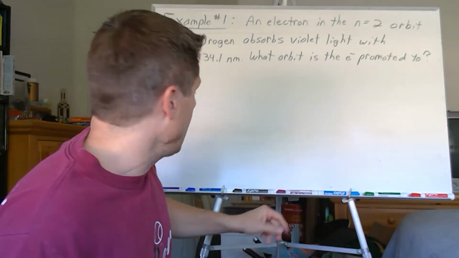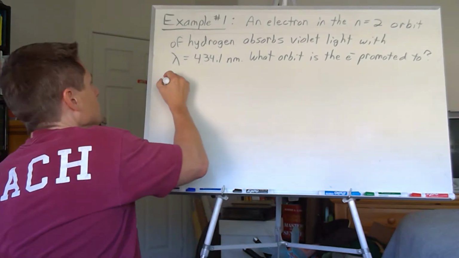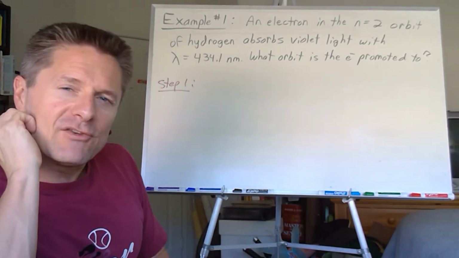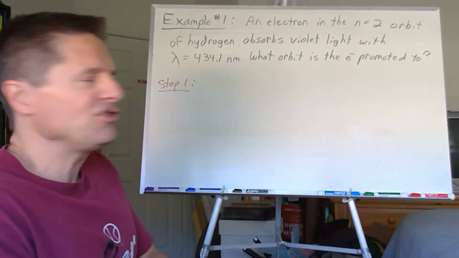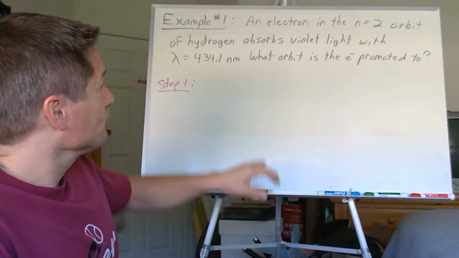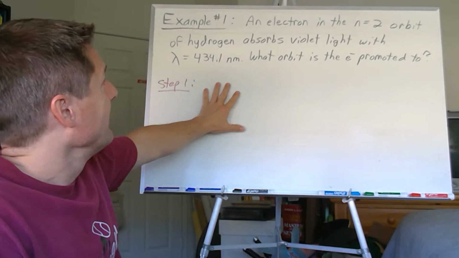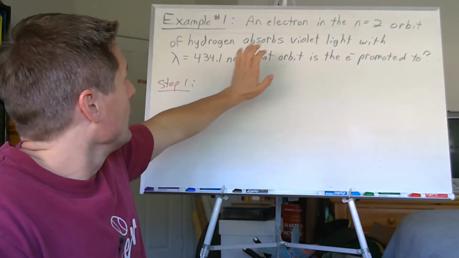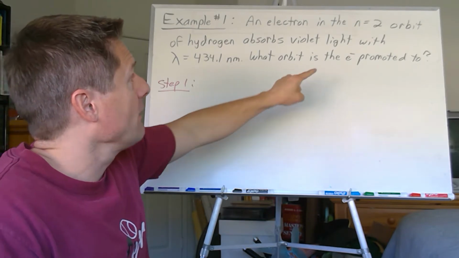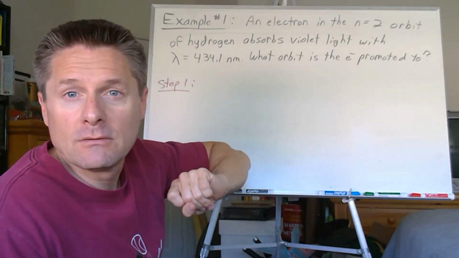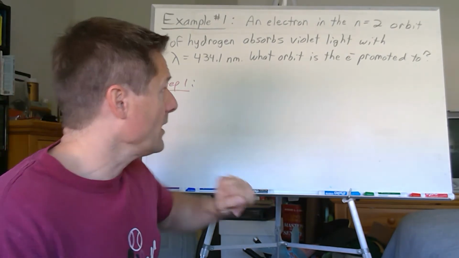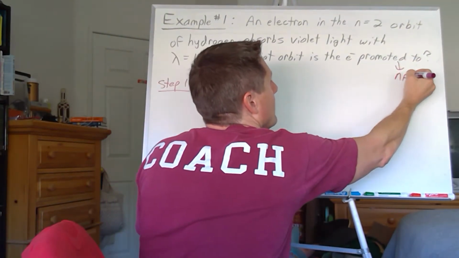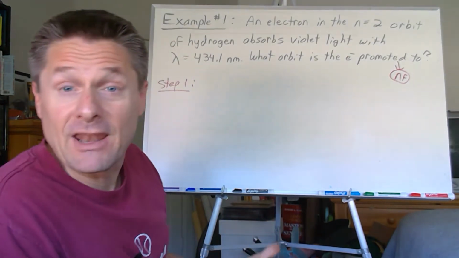Well, remember 2 steps. Let's do this. So step 1, here's how you think about these types of problems. Once you know how to do it, they're pretty easy. So step 1, I know the initial n, I know the wavelength, I'm solving for the final n value, right? So promoted to would be n final. Identify what you're solving for.